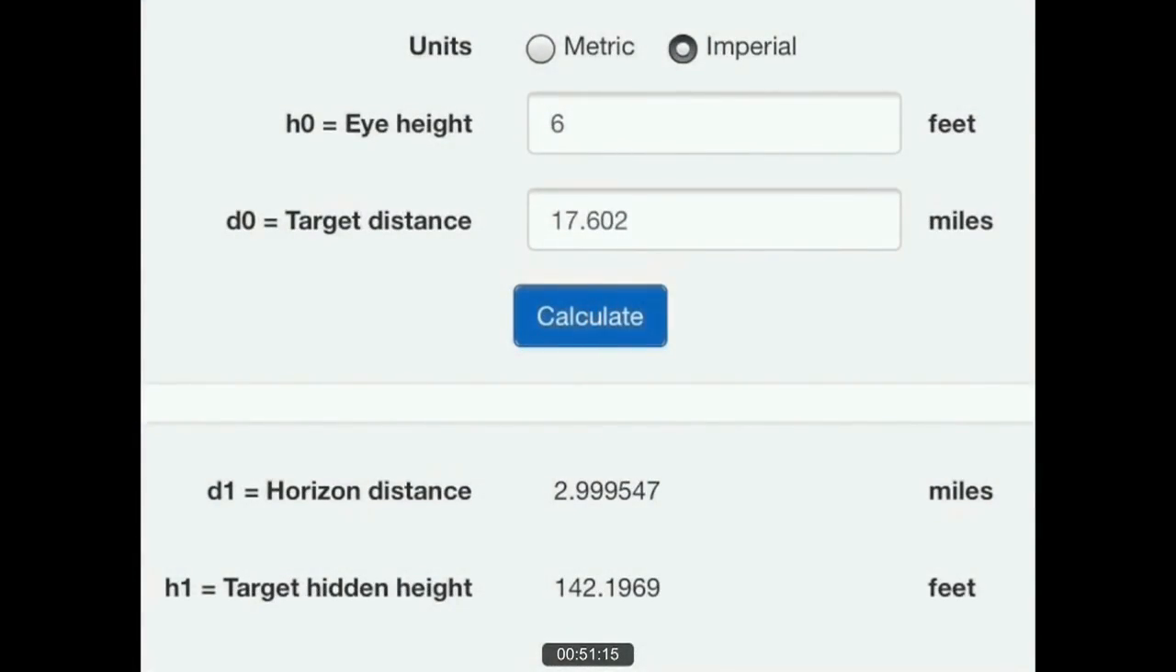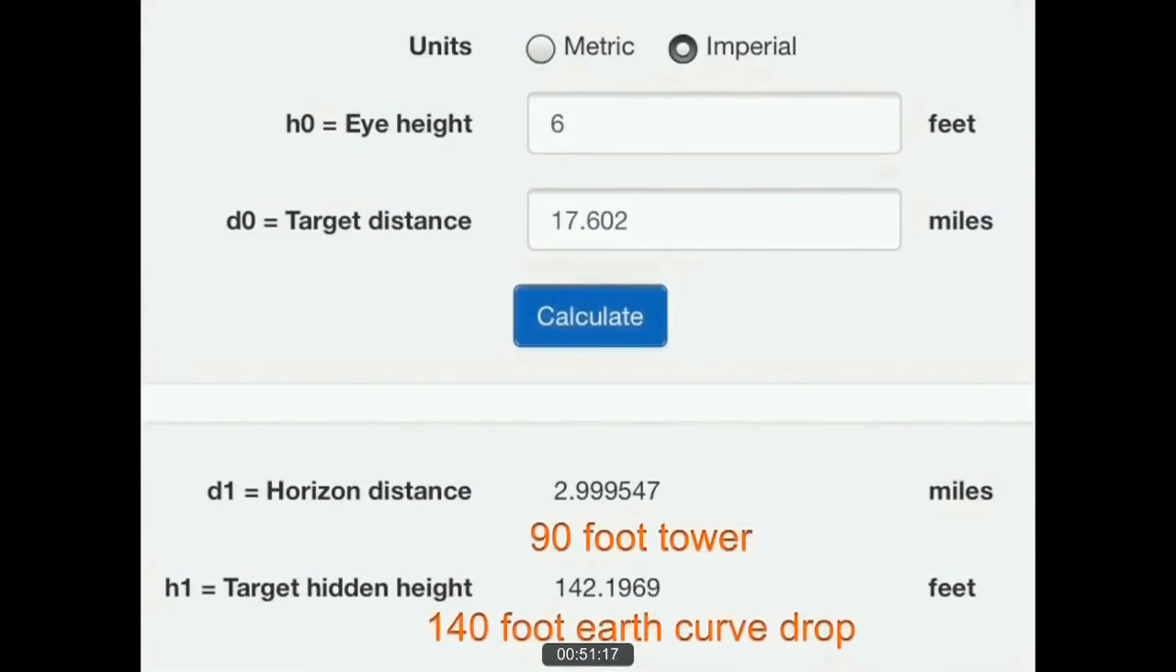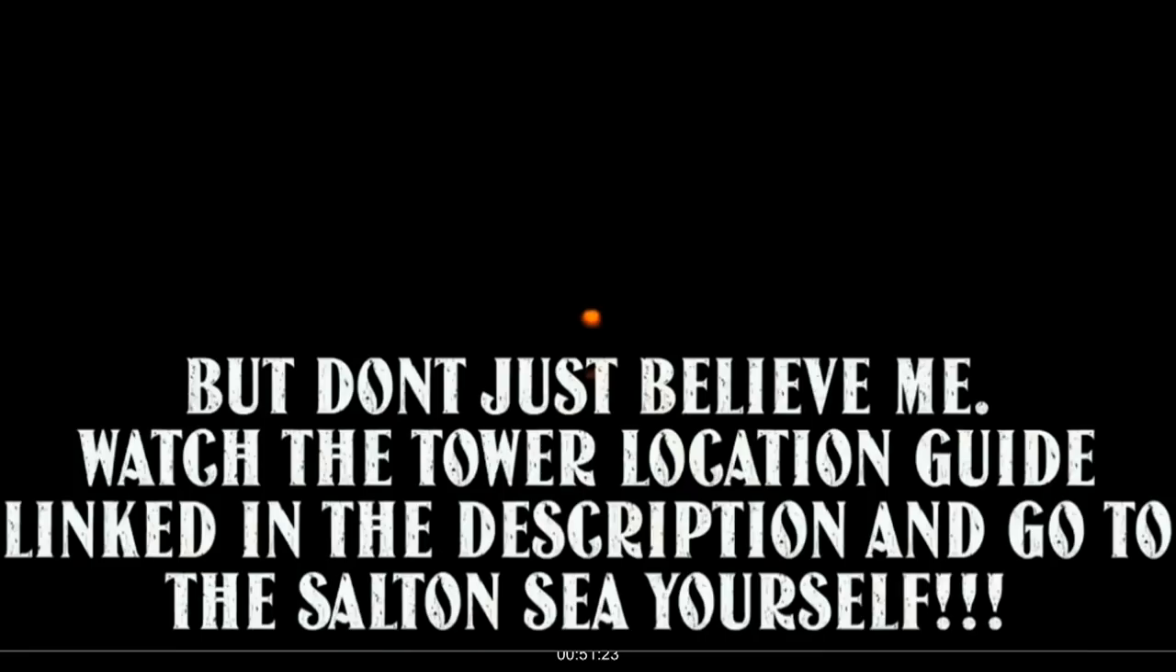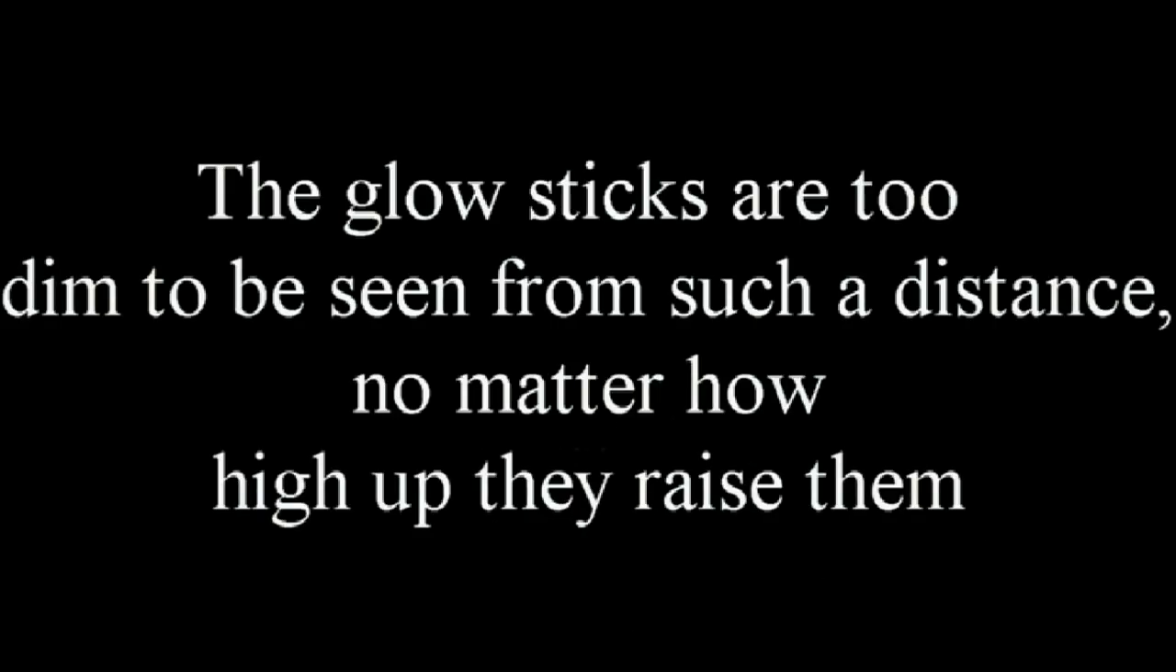That's crazy. You just heard Spencer from the IIG West Science Group claim to be able to see with his own eyes from 6 feet height a 90-foot structure over a 140-foot Earth curve drop. That's impossible on a globe because Earth is flat. Let's head across the lake with the IIG West to see the balloons.